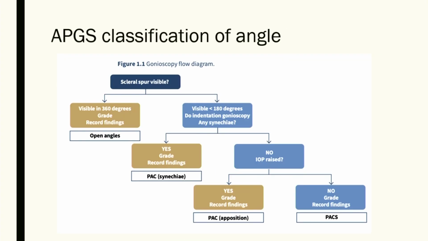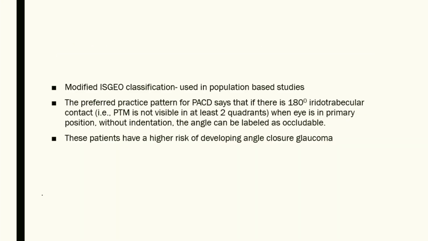So how ISGEO classifies the angle is, it says that if you can see the scleral spur, it is an open angle. If the scleral spur is visible in less than 2 quadrants, then it is a closed angle. If on indentation you cannot see any PAS, then it is a primary angle closure suspect. If you can see PAS, then it is primary angle closure. The modified ISGEO classification also says similar things, and it is used in population-based studies.